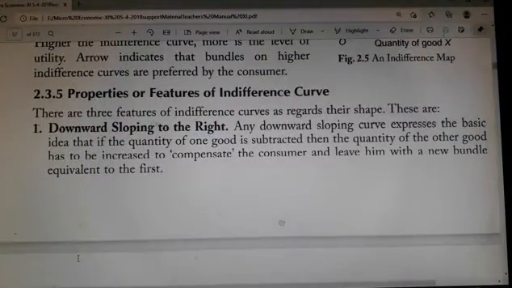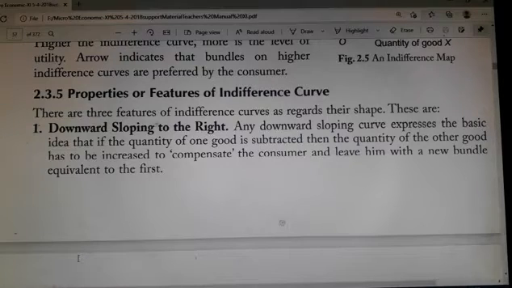Today we'll just do the properties or the features of indifference curve. Now, what are the different properties? This is a very important topic. You might get a separate question in your exam, to write down or define the properties of indifference curve. So please focus on this particular topic, since indifference curve itself is a very important chapter for you all. So let us now move on to the properties or the features of indifference curve.